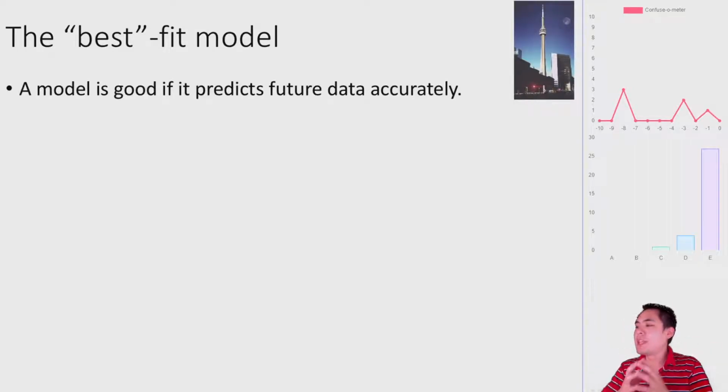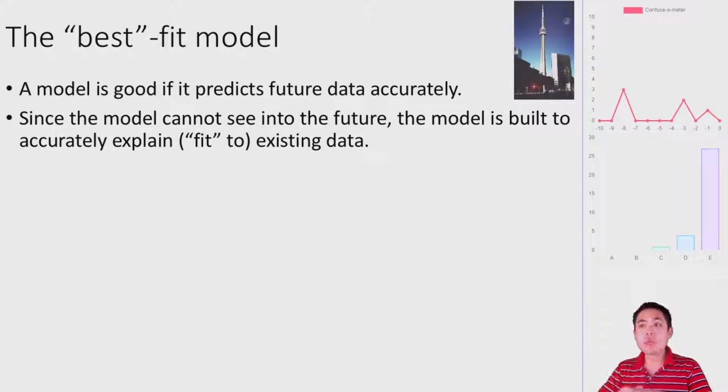So now, what does it mean for a model to be good? A model is good if it predicts future data accurately. But unfortunately, we don't actually have any future data. So when we build a model, we build it to accurately explain or fit to existing data.